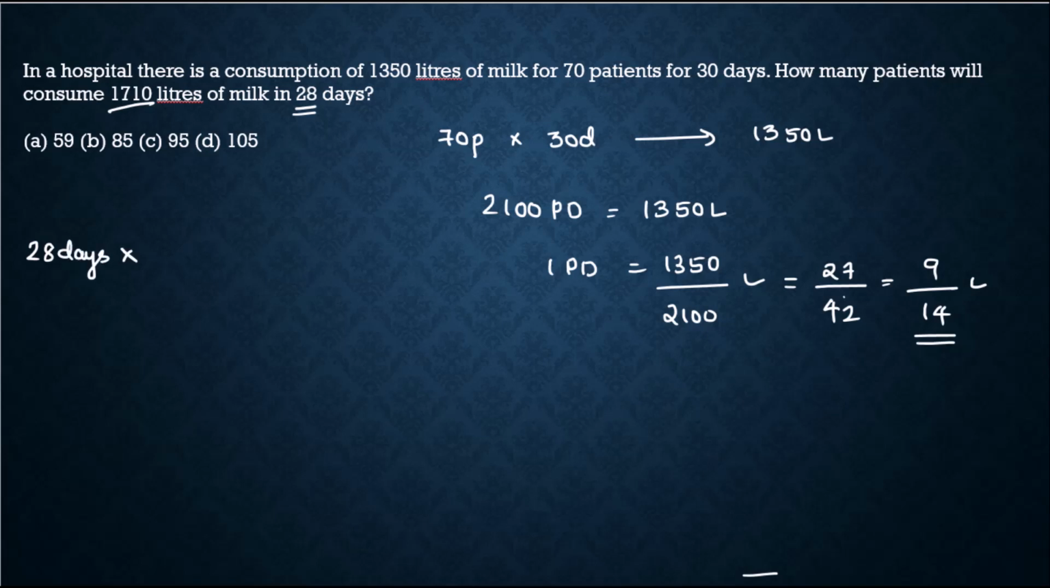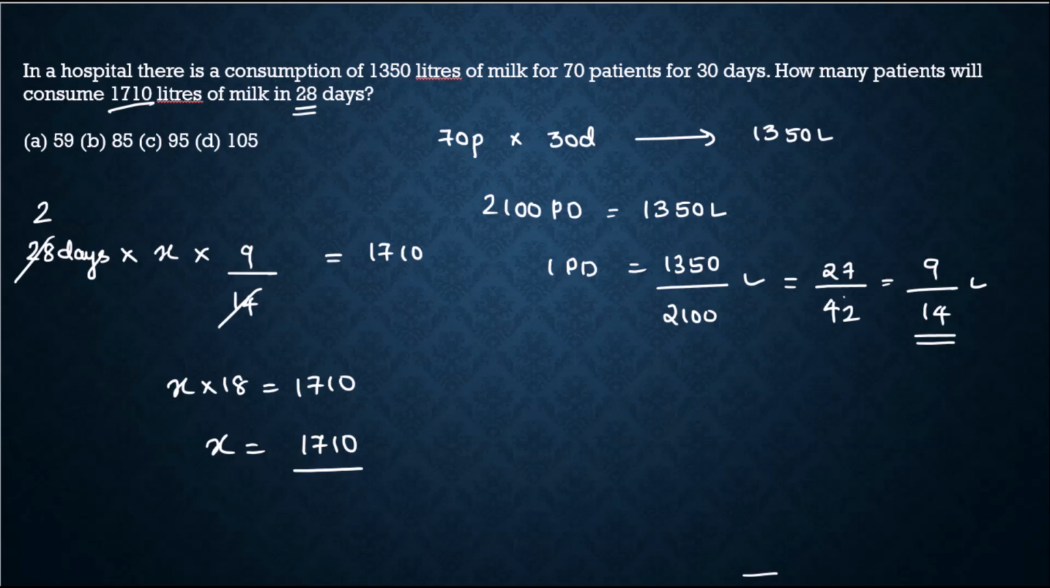So for 28 days, number of patients be X. One patient requires 9 by 14 liters of milk, which is equal to 1710 liters of milk, because the total amount of milk what we have is 1710 liters. 14 and 28 can cancel. Here you will get a 2. Fine. So what you will get? 9 into 2, 18. So X into 18 equal to 1710.